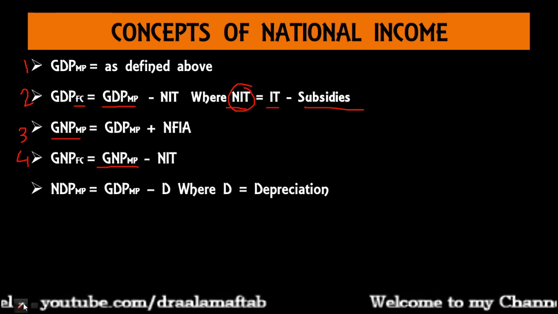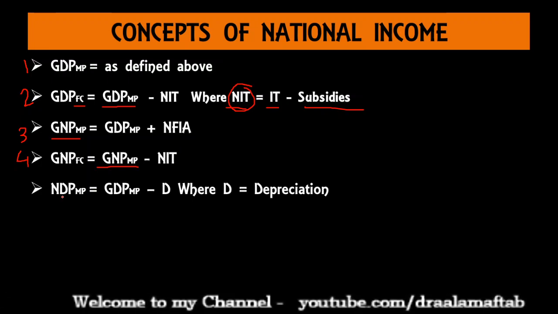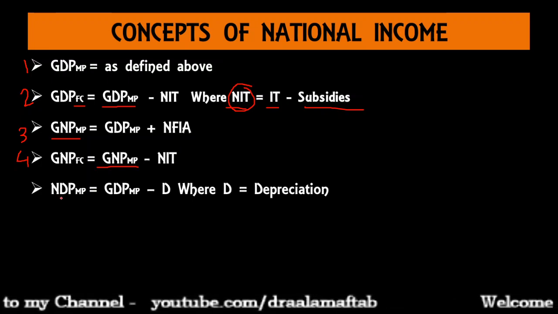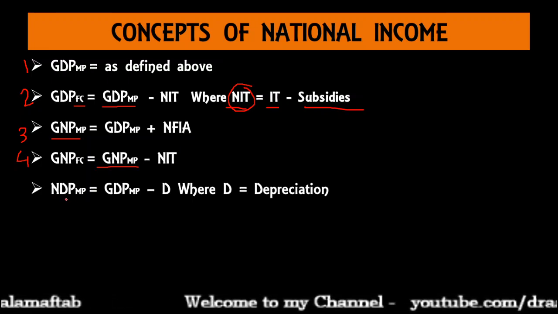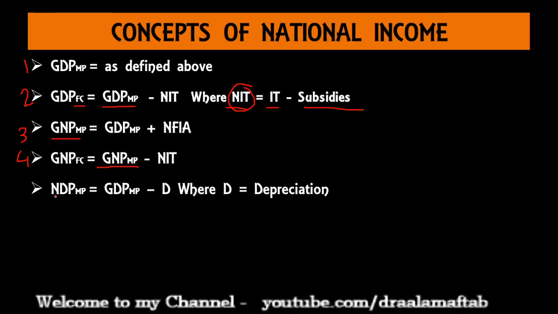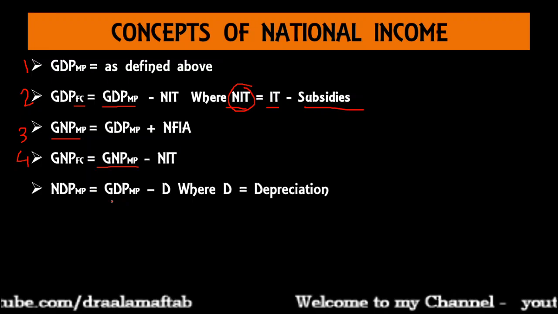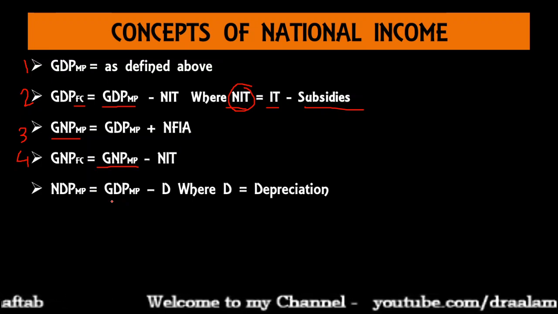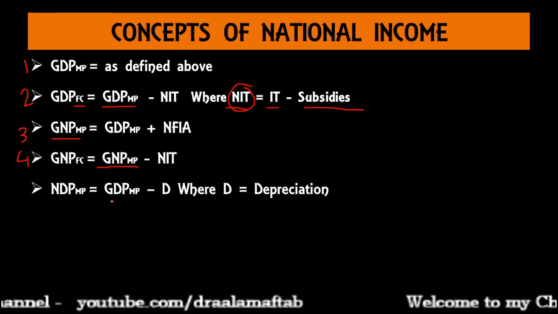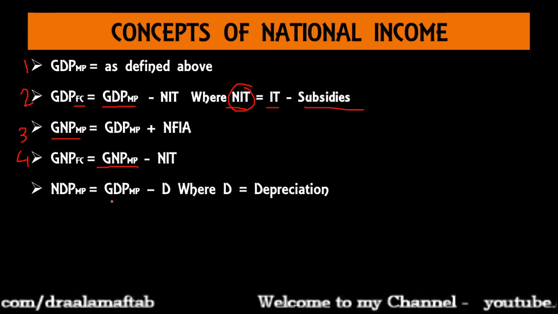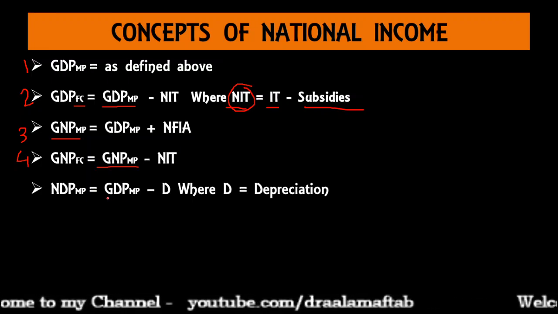The fifth one is NDPMP, that is net domestic product at market price. To get the net value, you have to simply deduct depreciation from the gross value. So there is a simple rule to calculate the net value of any national income variant: you need to deduct depreciation.